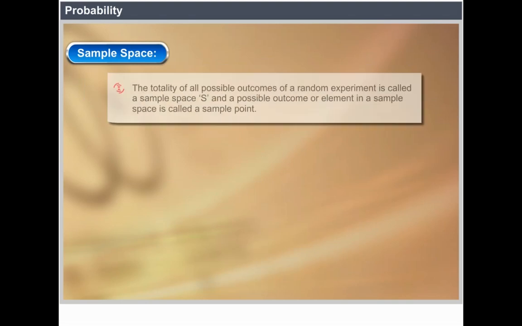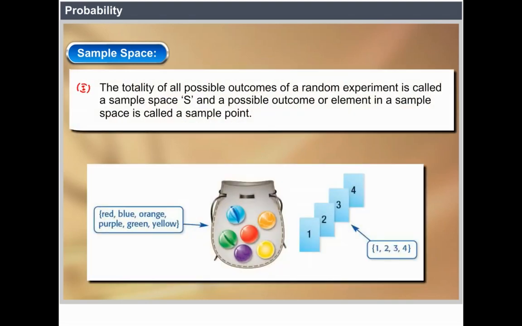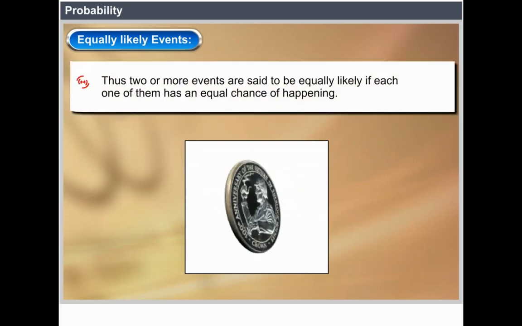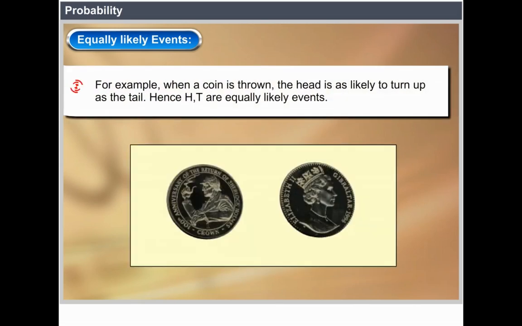Sample space. The totality of all possible outcomes of a random experiment is called a sample space S, and a possible outcome or element in a sample space S is called a sample point. Equally likely events. The outcomes are said to be equally likely if one of them is not expected to occur in preference to the other. Thus, two or more events are said to be equally likely if each one of them has an equal chance of happening. For example, when a coin is thrown, the head is as likely to turn up as the tail. Hence, head, tail, that is H, T, are equally likely events.